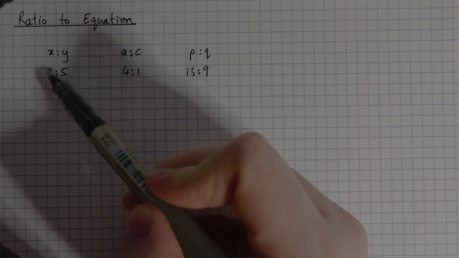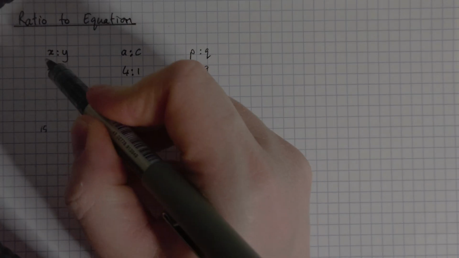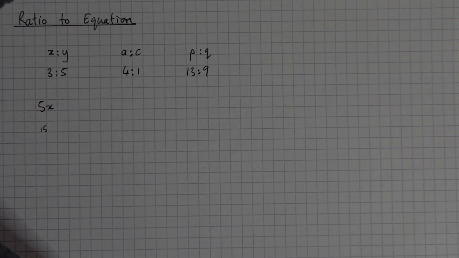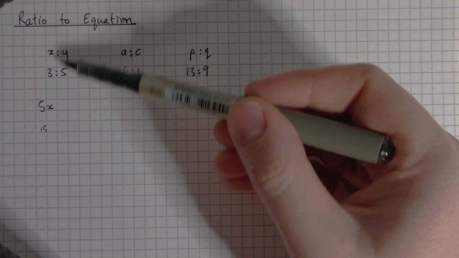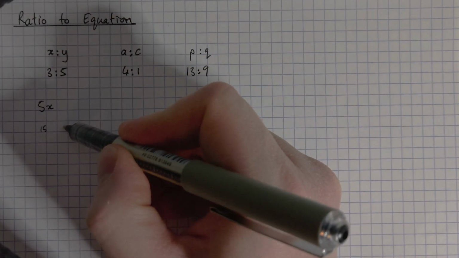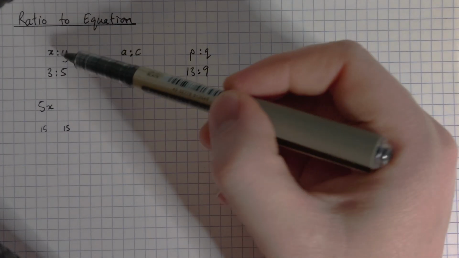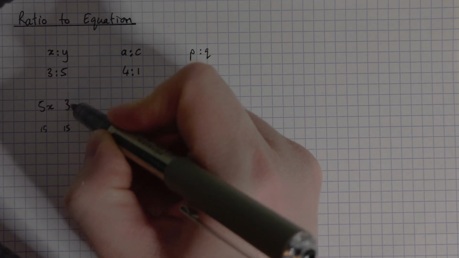So at the moment, this x is 3 parts. If I want to make it 15 parts, I'd need to multiply it by 5. So when it was just 1x, that was 3 parts, but if I multiply it by 5, I get 15 parts. In the same kind of way, this side of the ratio over here is a bit bigger already. It represents 5 parts. To get that up to 15 parts, I don't need to multiply it by quite so much, because it's already bigger. I only need to times it by 3 to get 5 parts up to 15 parts.